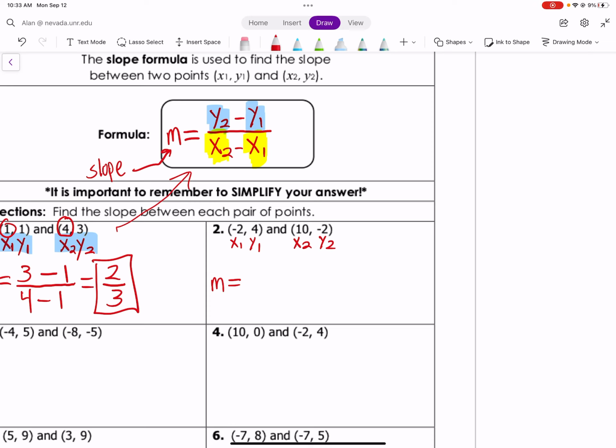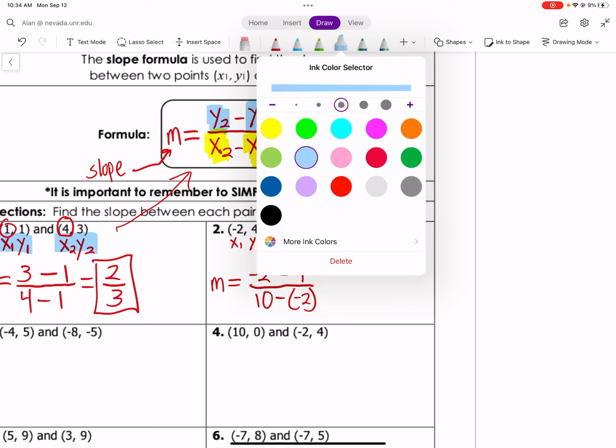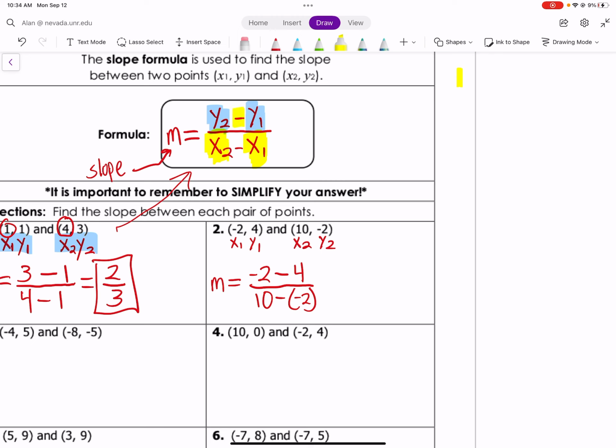So our slope formula is y2 minus y1. Our y2 value here is -2, minus our y1 value, which is 4, divided by our x2 value, which is 10, minus our x1 value, which is -2. Notice I put that -2 in parentheses because our formula always subtracts y1 from y2 and subtracts x1 from x2. Always have a subtraction sign there. So all we have to do is simplify this, and we get our slope.